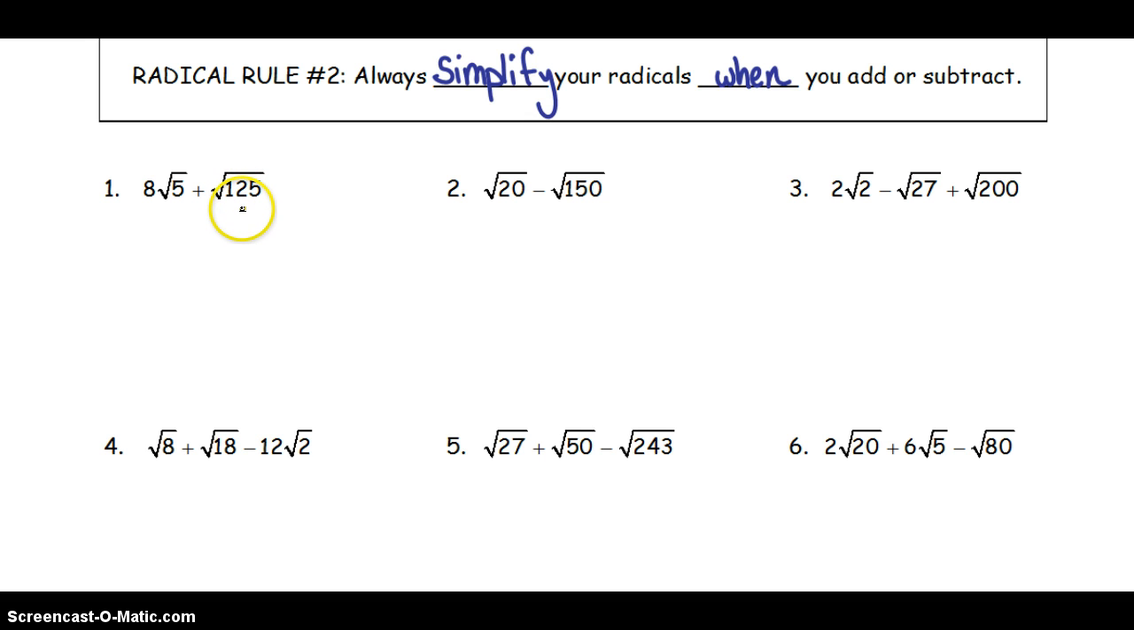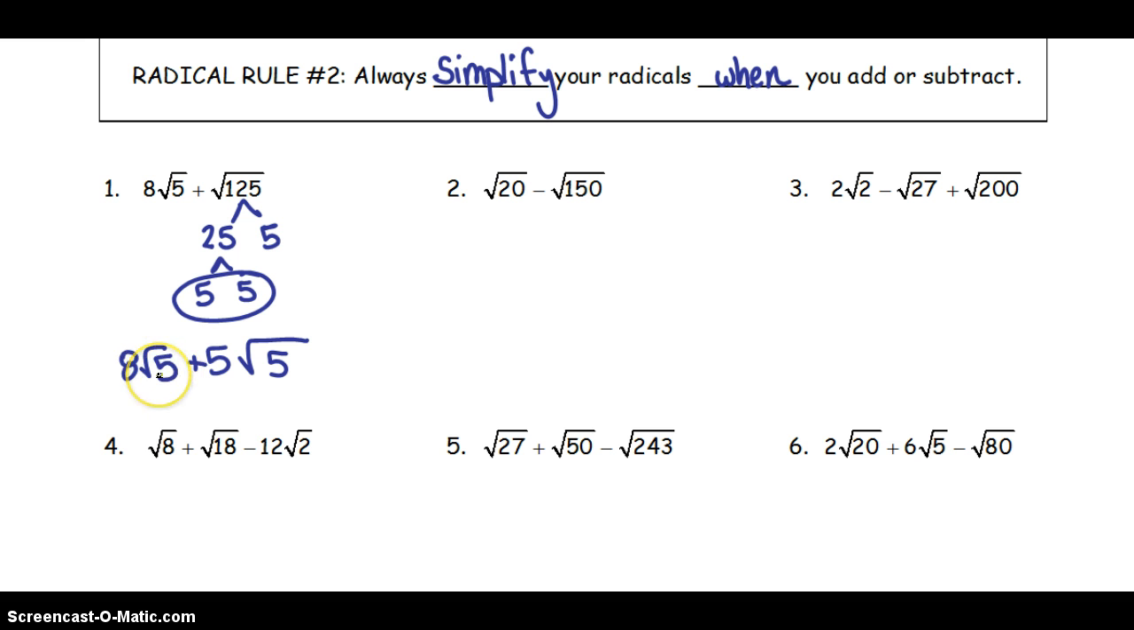Square root of 125. Alright, so you can look at that and see if you can figure out what multiplies to be 125. You could do 25 times 5. 25 breaks down to 5 and 5. Remember, with factor trees, you pull out the pairs. We have a pair of 5s, root 5 here, and then we have 8 root 5 in front. When we combine them now, because they're both root 5s, you're going to get 13 root 5. And that's your answer.